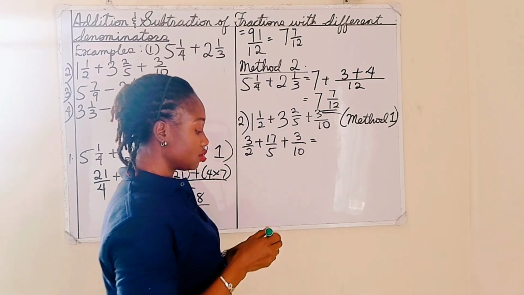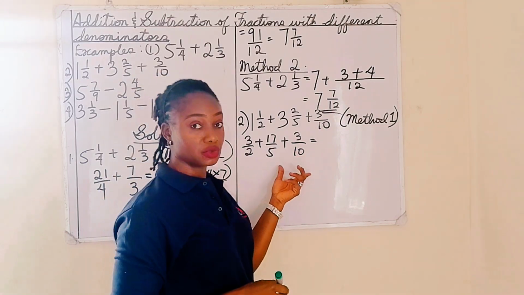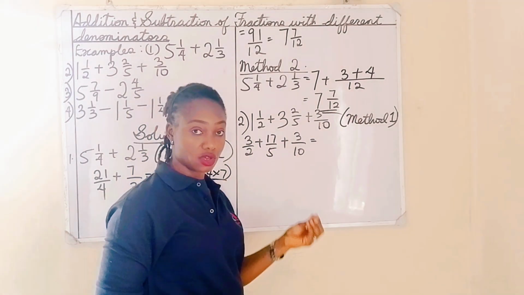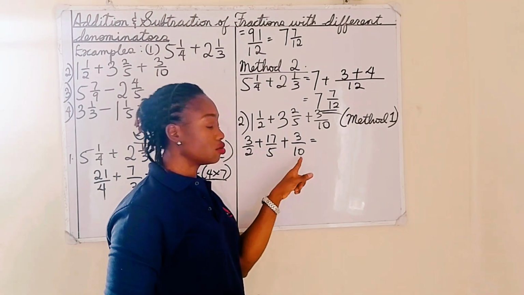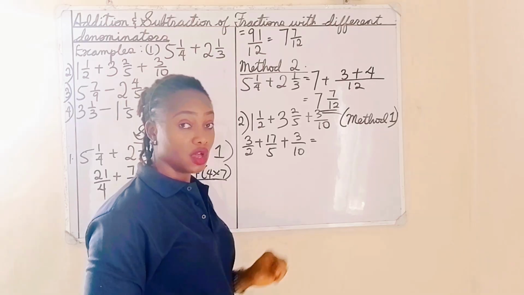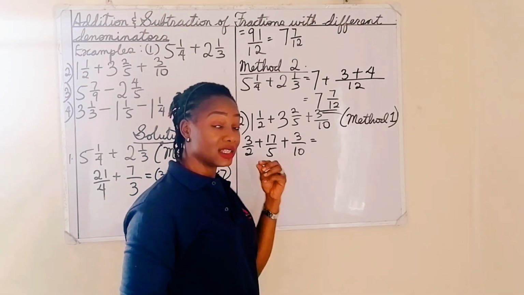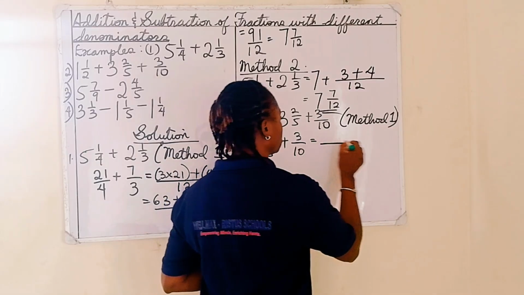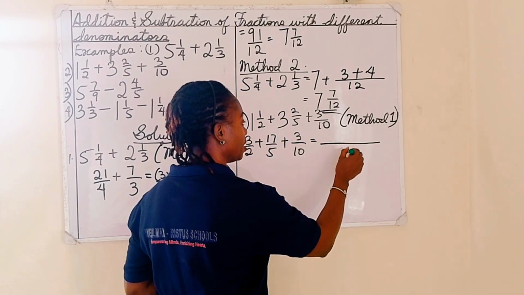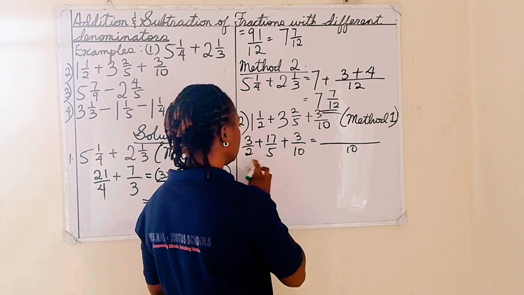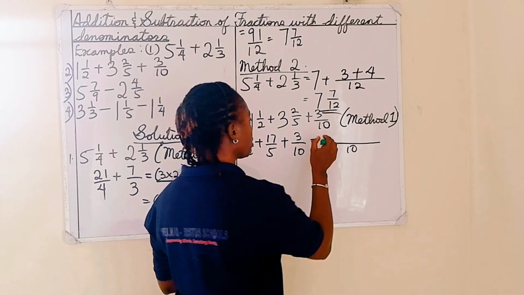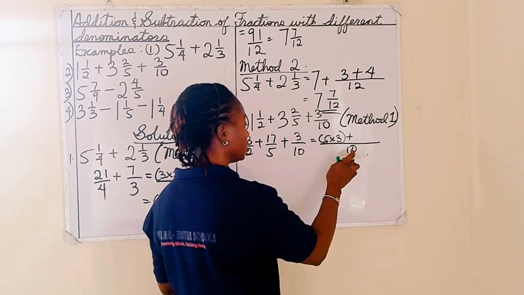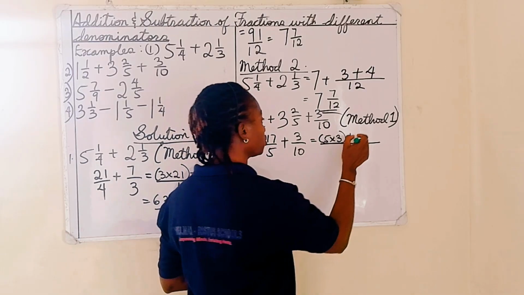Okay? So we're going to look for the least common multiple, the lowest common multiple, which is 10, because 2 can go into 10 to give us a whole number. 5 can also go into 10 to give us a whole number. And also 10 can divide 10 to give us a whole number. So let's go. The LCM here is 10. 10 divided by 2 is 5. 5 times 3, plus 10 divided by 5 is 2.